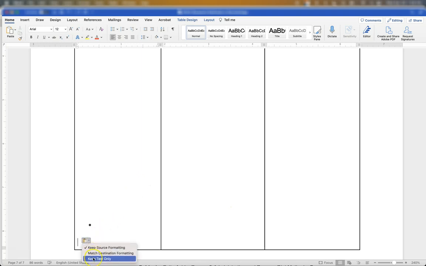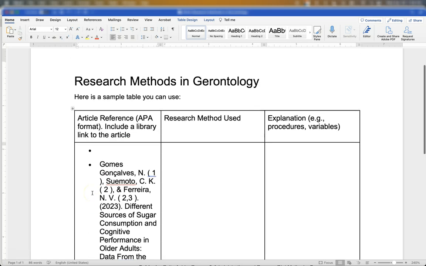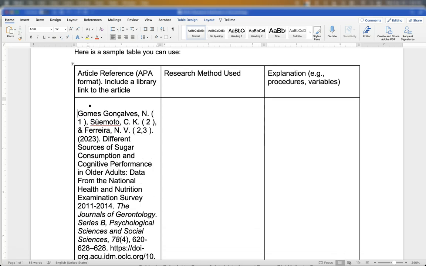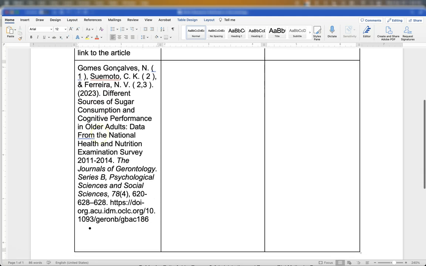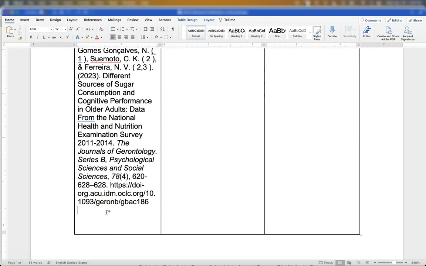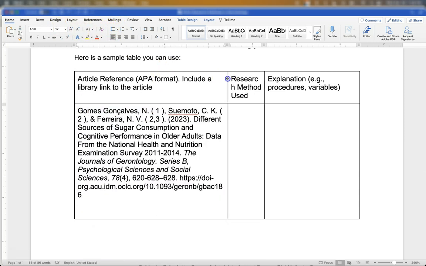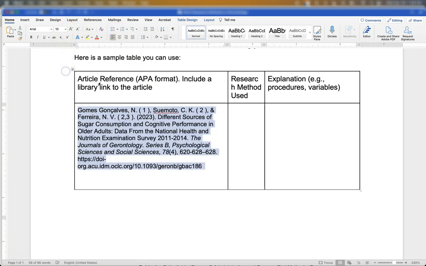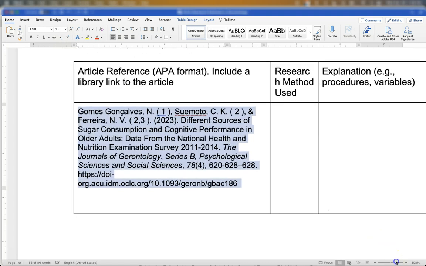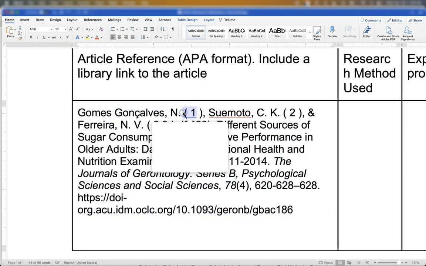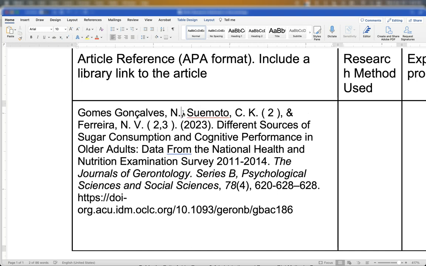Now, the first thing I'm going to do is set that to match destination formatting, and then I'm going to delete those bullets. Now, you could resize this if you wanted. Just for convenience, I'm going to make this a little bit smaller so that we can see it more clearly. Alright, so here's what we're going to do. First, this numbering the different authors, that's not something you do in APA style, so we'll just take that out.